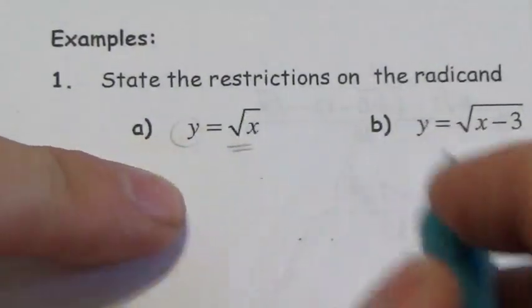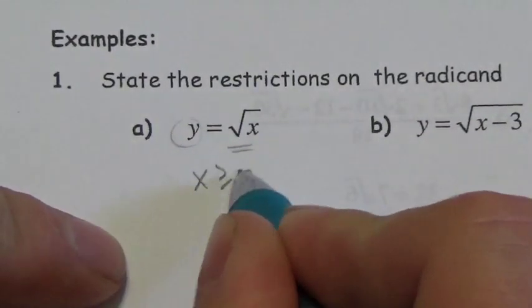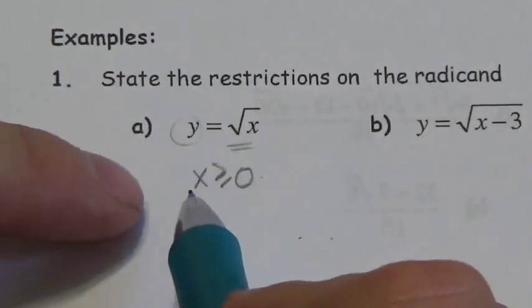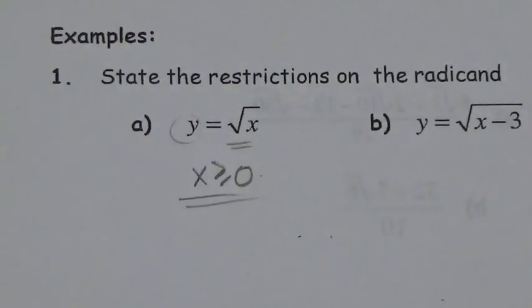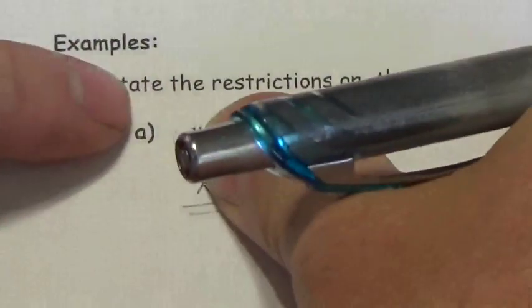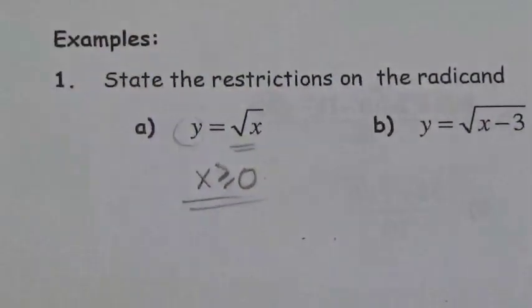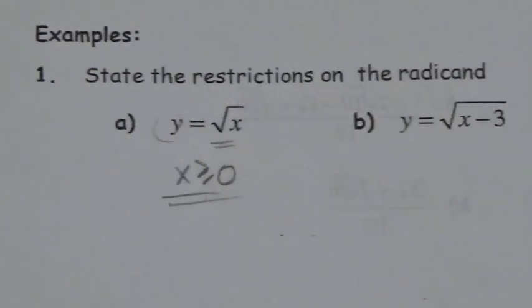But here, square root of x. That means whatever's under the radicand has to be greater than or equal to 0. And because it was just x all by itself, as soon as I write that out here, that is the restriction. So when I solve my equation, I know it's equal to y, but whatever expression y is equal to, as long as my x value is positive or 0, I'm fine.